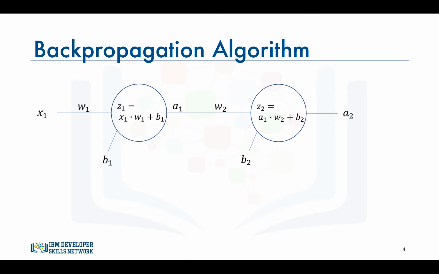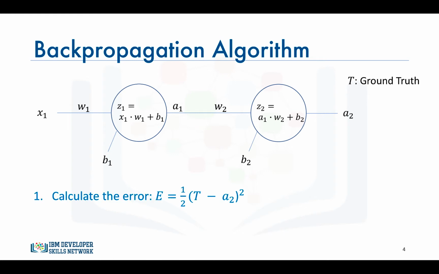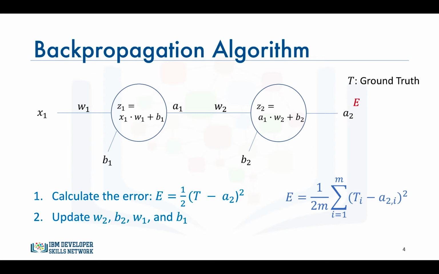So for our simple network with only two neurons and that takes one input, we calculate the squared error between the ground truth t and the predicted value A2. This represents our cost or loss function. Of course, normally you don't train your network using one data point, but thousands and thousands of data points. Therefore, the error is computed as the mean squared error, calculated as follows. Then we use the error to update W2, B2, W1, and B1 by propagating the error back into the network.